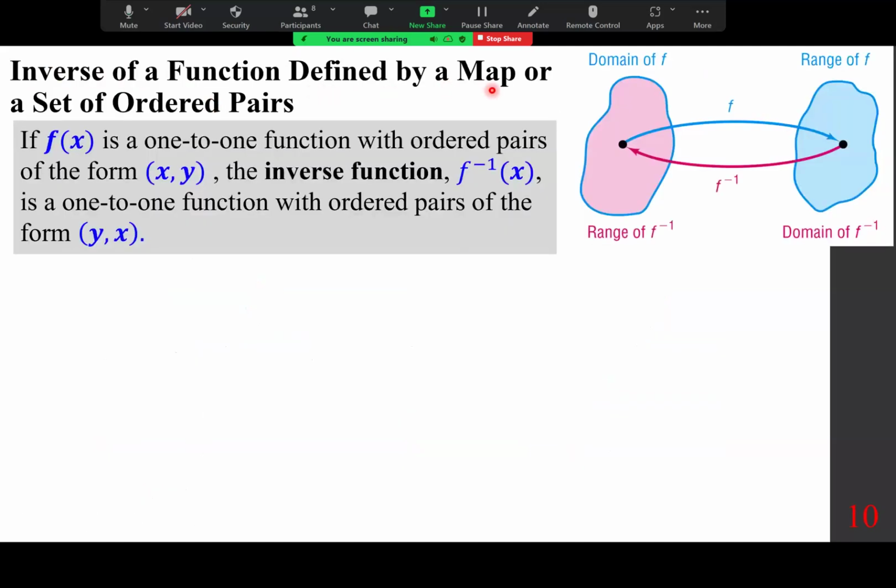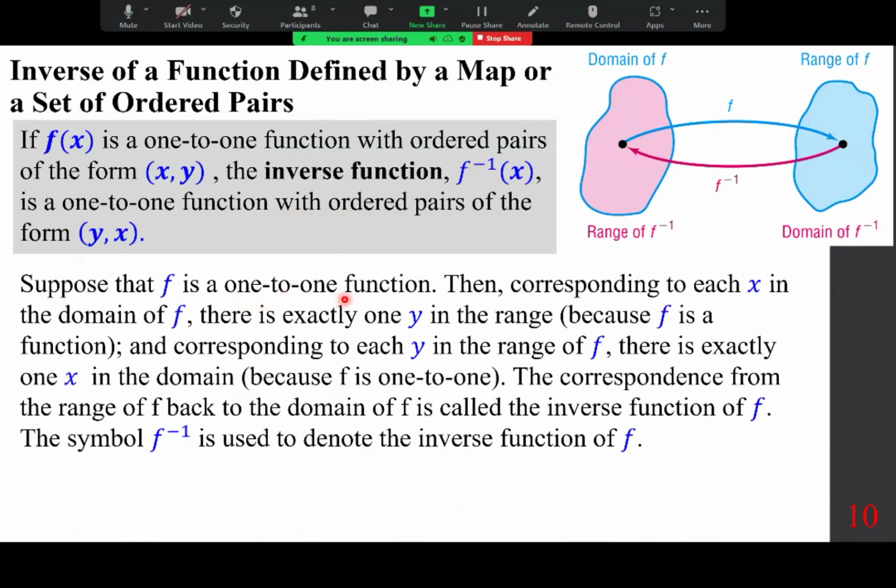Inverse of a function defined by a map or a set of ordered pairs. So as f takes us from the domain to the range of this function, f inverse brings us back. If f of x is a one-to-one function with ordered pairs of the form x comma y, the inverse function, f inverse of x, is a one-to-one function with ordered pairs of the form y comma x.